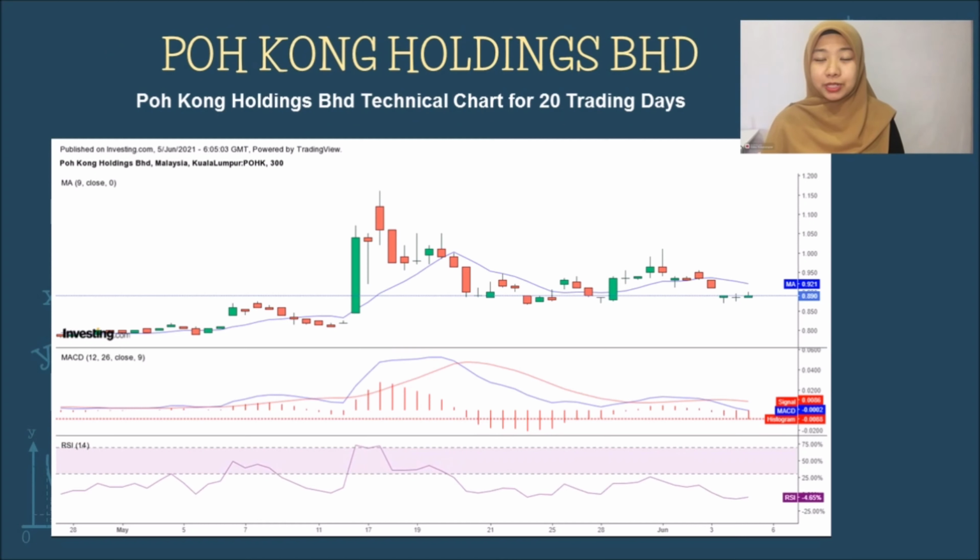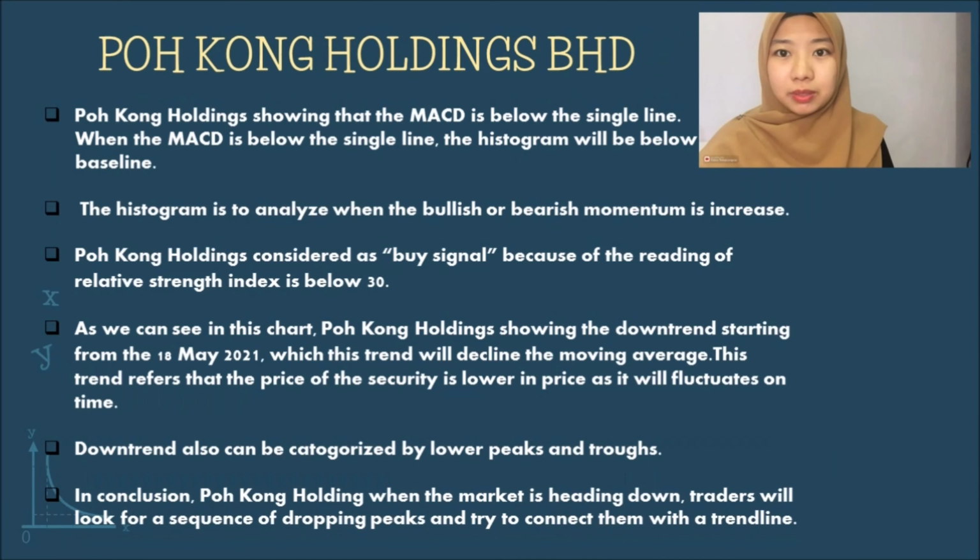This is Pohkong Holdings Berhad technical chart for 20 trading days. Pohkong Holdings is showing that the MACD is below the signal line. When the MACD is below the signal line, the histogram will be below the MACD line.